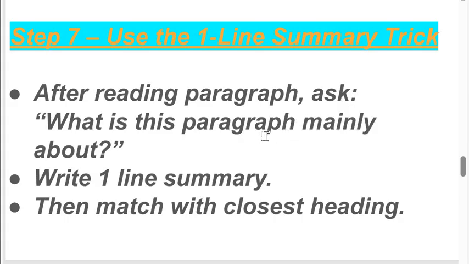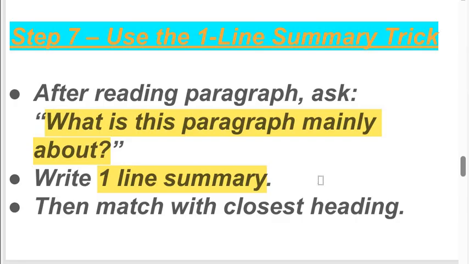After reading the paragraph, pause for a moment and create a one-line summary in your mind. Ask yourself, what is this paragraph mainly about? Answer in one simple sentence. For example, this paragraph explains the causes of climate change, or this paragraph presents a different theory. When you create this short summary, matching becomes easier and more accurate.